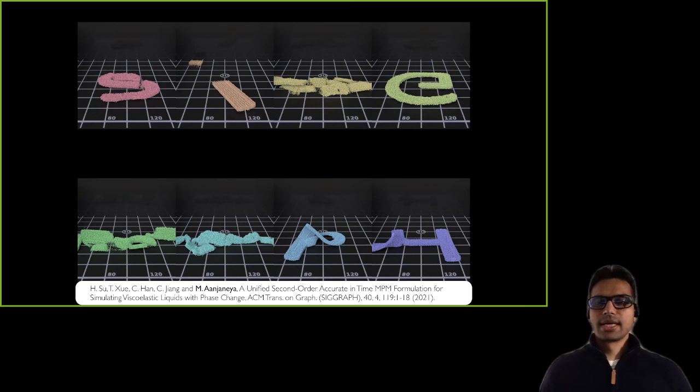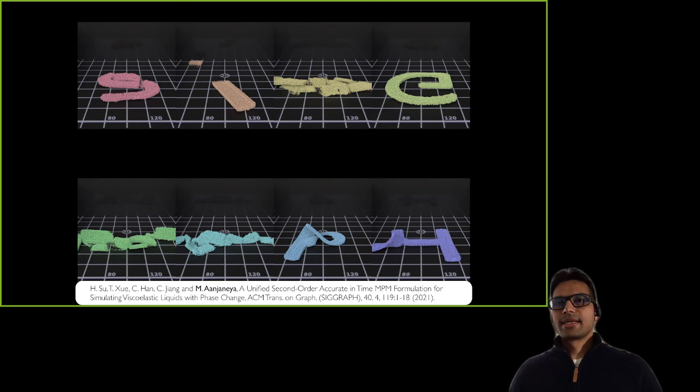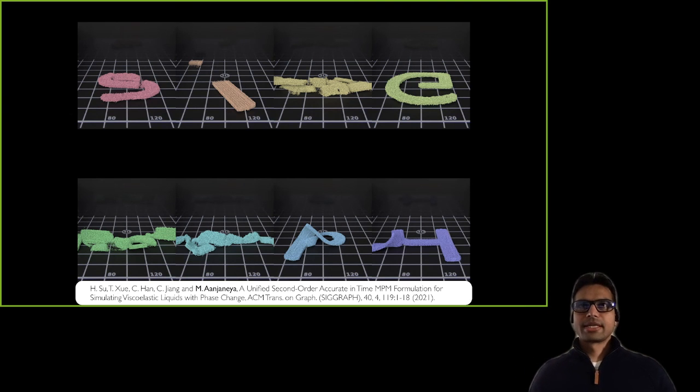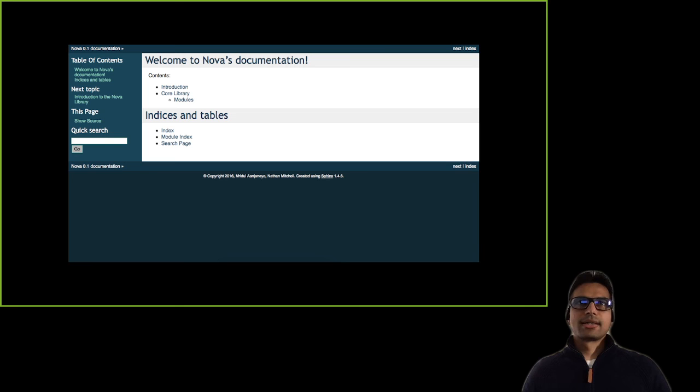So, just to conclude, I realized that writing this kind of physics software is very time consuming and expensive. So, my group actively develops an open source library where we release our code for different projects from time to time. Please feel free to check it out.